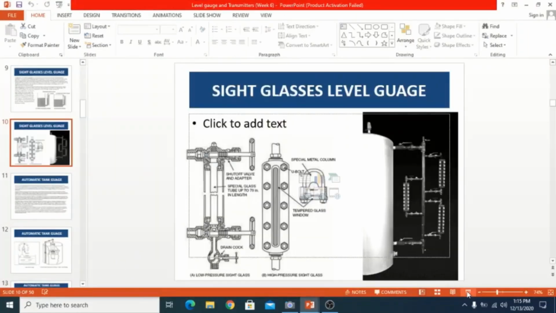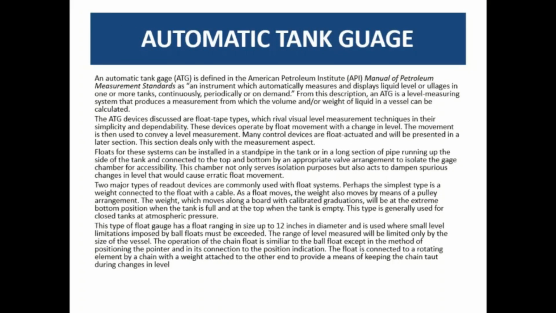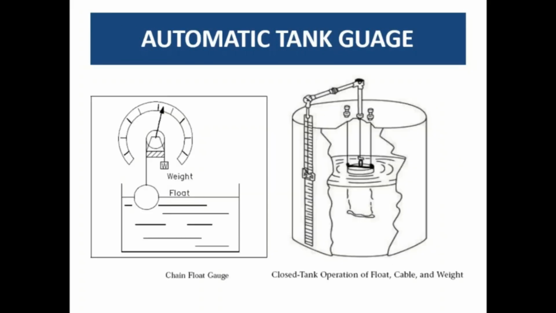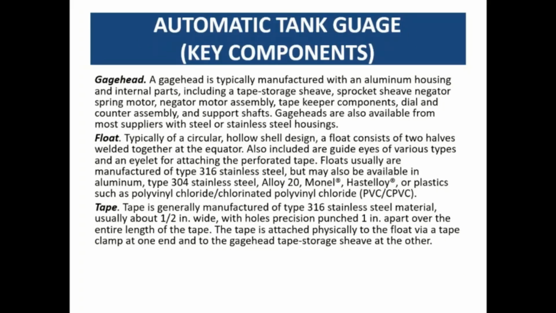Then we have the automatic tank gauge. I believe I have explained this previously. So there are certain parts of the automatic tank gauge, and this type of gauge is abundantly used in industry. I believe it has a wide range. If you go to the food industry, where they are dealing with liquids, they use this type of automatic tank gauge.